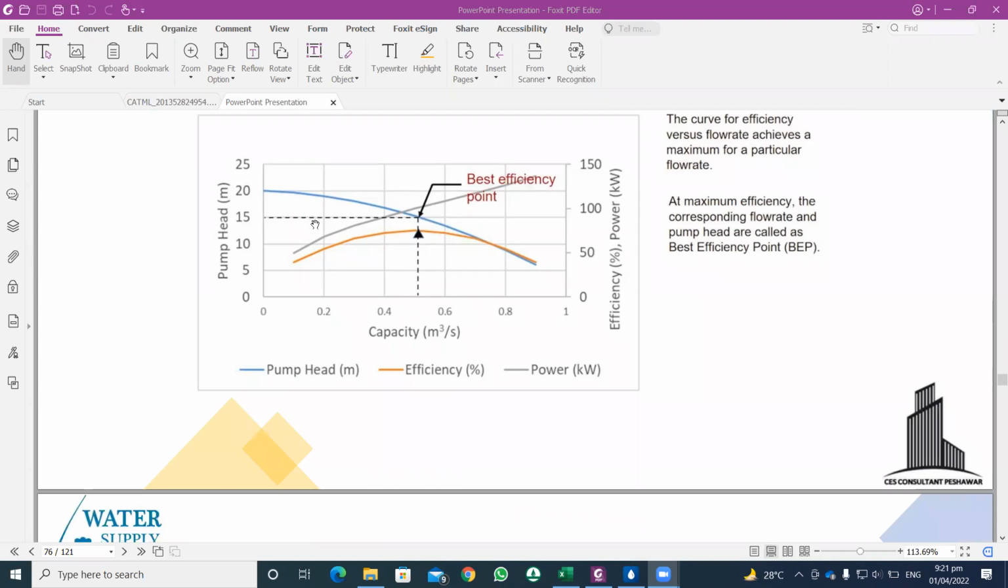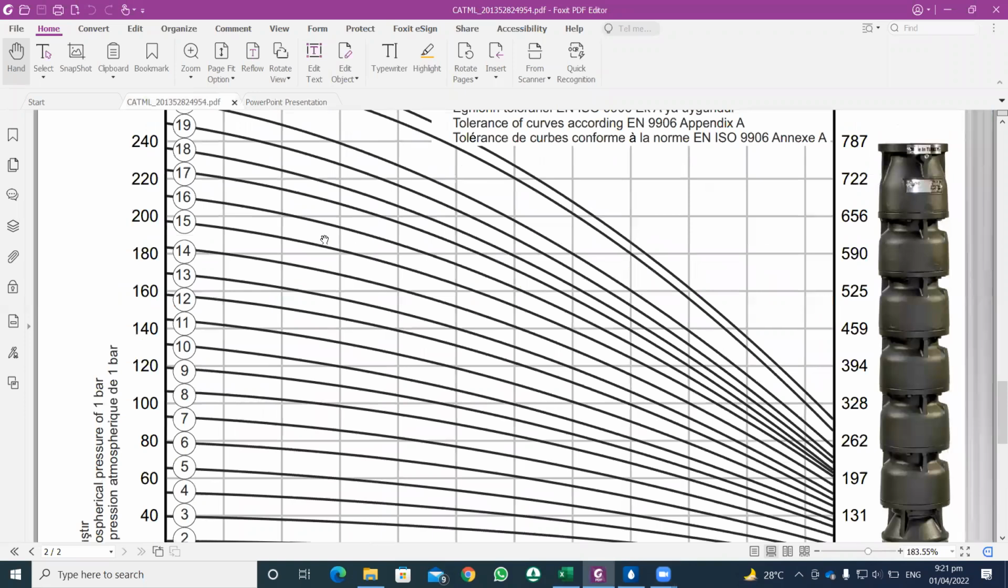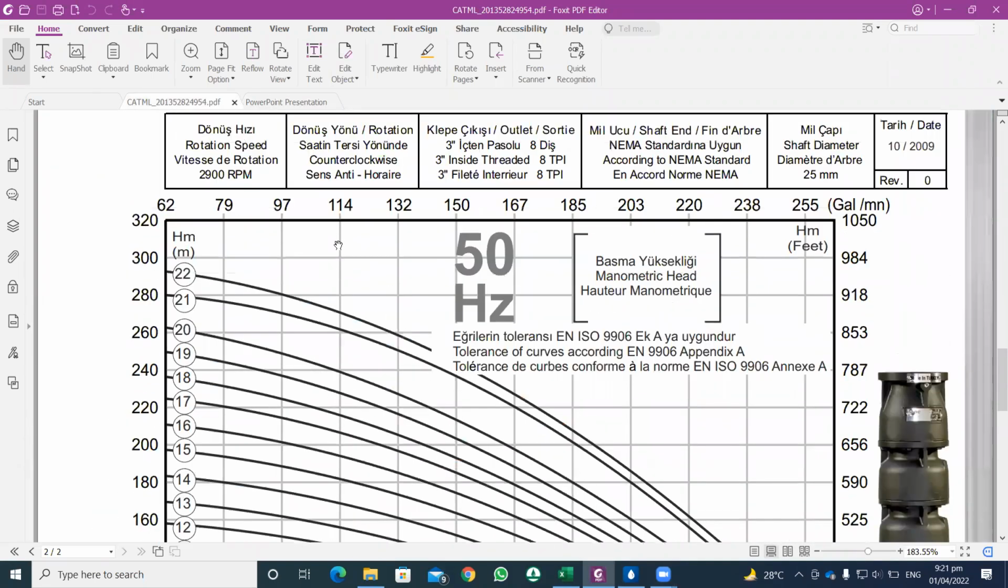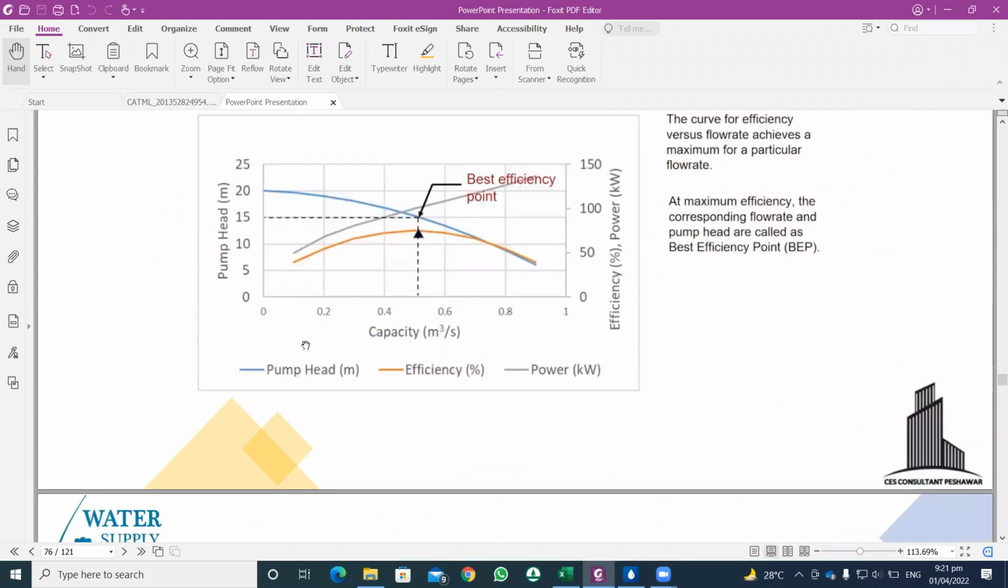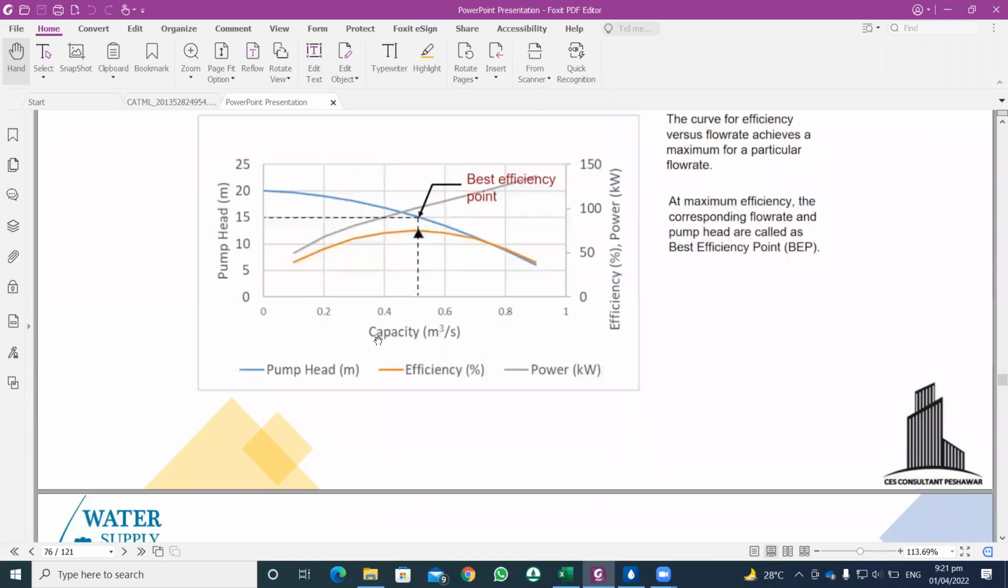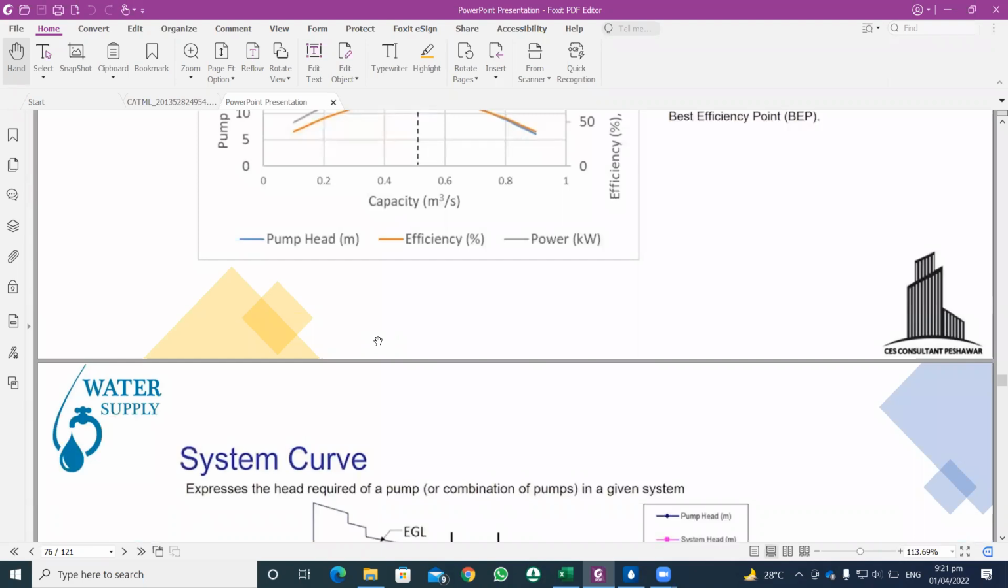I will show you, inshallah, the different types of curves provided by the pump manufacturers in order to design the water supply network. This curve is provided to me by Mr. Ataullah. I'm very thankful to him for helping me in this case.